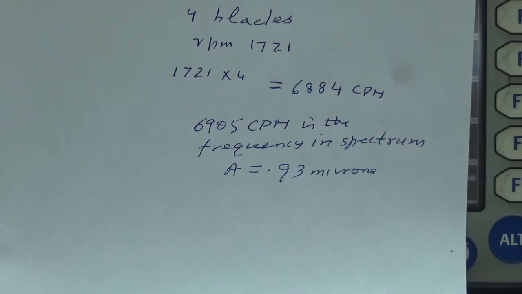Now we see here in this machine that the RPM is 1721 and the number of blades of the fan is 4. So in one revolution these blades will touch 4 times. Now how many revolutions are there in 1 minute? 1721. So how many times will these blades touch? 1721, which is RPM, multiplied by the number of blades, which is 4. The answer is 6884.